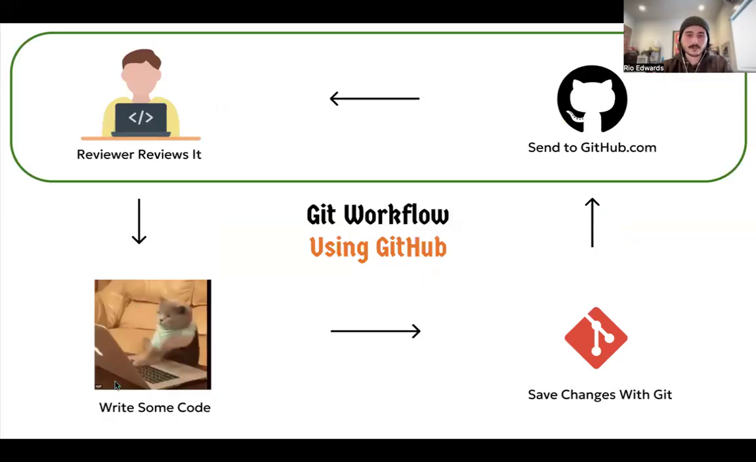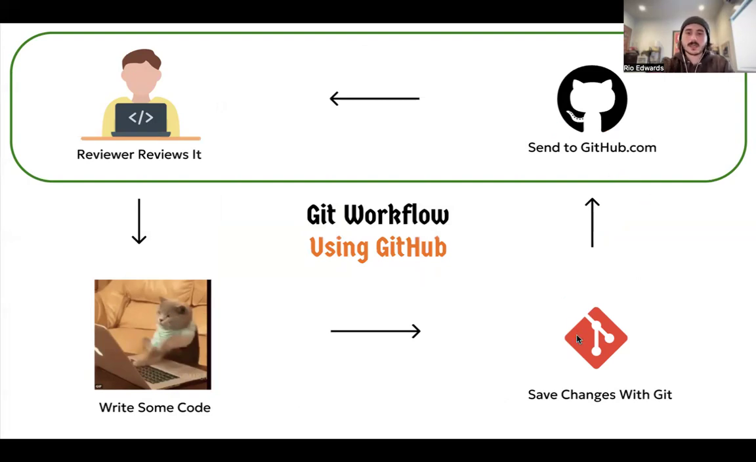You're going to write some code. You're going to save your changes with Git. So those are the same. But instead of just writing more code again, you're going to write some code, save your changes with Git, and then send those changes to github.com.